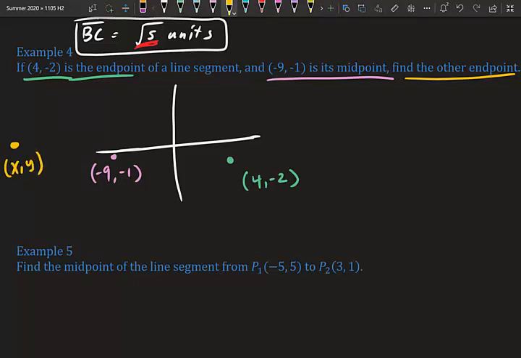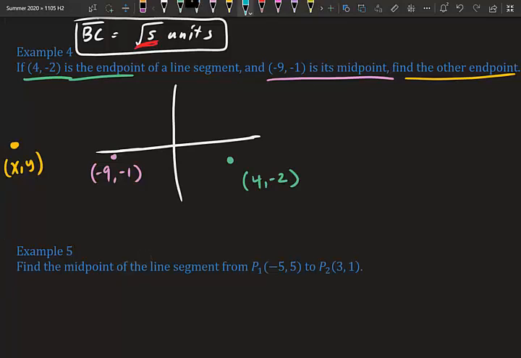Isn't the midpoint directly in the middle of the 2 endpoints? It is. That's what the midpoint means. It's in the middle of the opposite sides. So if I know however much this distance is, isn't it the same distance here? It is, because it's midpoint, middle. So I just need to find the distances between x and y. So what do I mean by that?